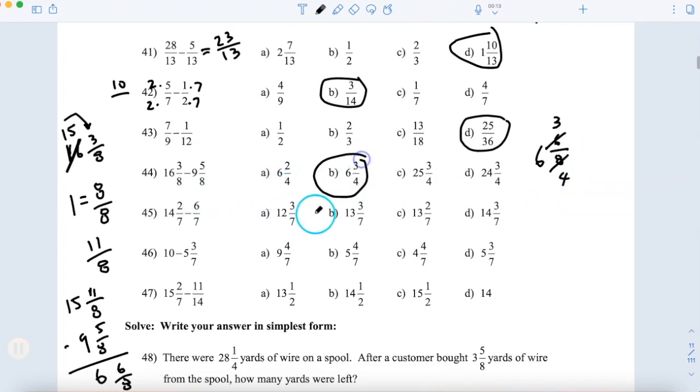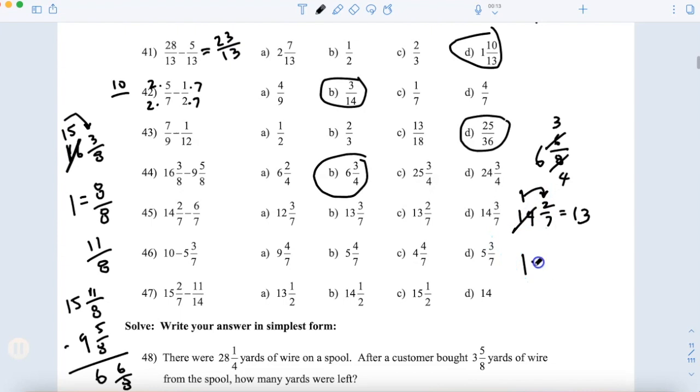Here we go. All right, a little trick right there, and we have to do the same thing in 45. So let's start, because I have 2 7ths minus 6 7ths. I'm not able to do that. So I have to do the same borrowing. So the 14 is going to lend 1. So 14 and 2 7ths, right? This is going to turn into 13, because that whole unit is going to be lent to the fraction.